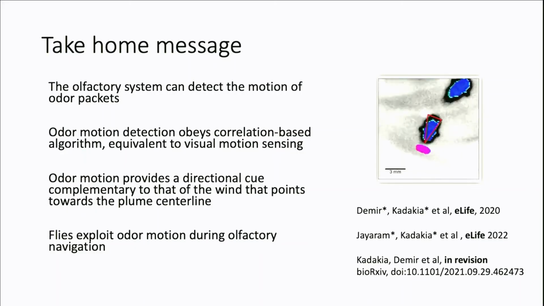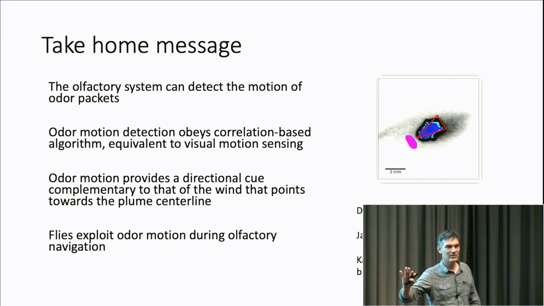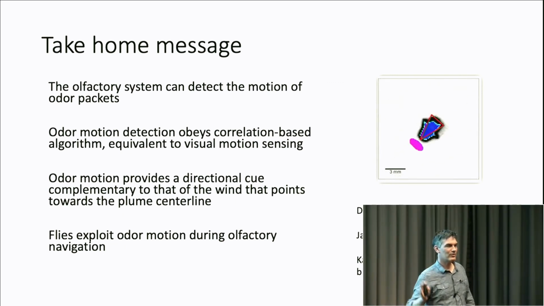And so this is what I wanted to tell you. The take-home message here is that the olfactory system can detect motion of odor packets. And the odor motion detection seems to obey a correlation-based algorithm, which is similar, at least, to what is believed to happen in the visual system. And we can use visual system stimuli to drive similar behavior, but with the olfactory system.